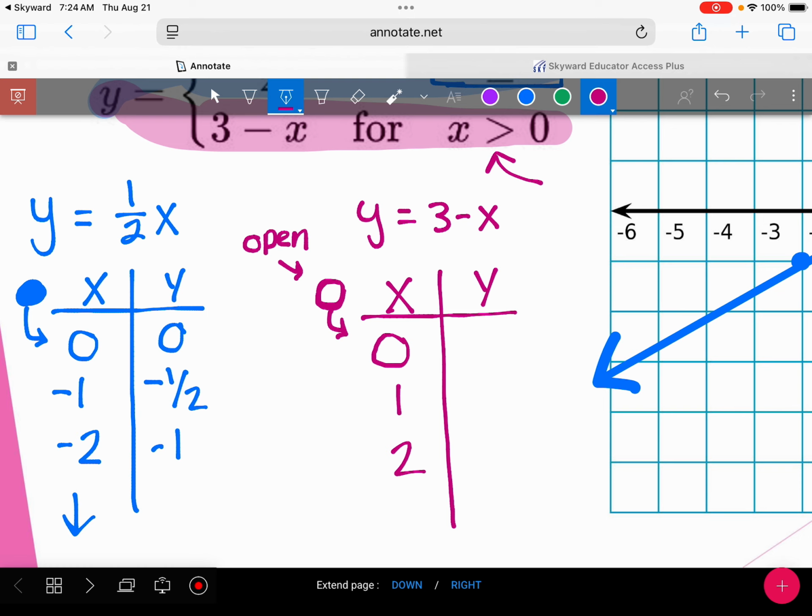Again, put those through your expression, 3 minus x, and find your y values. I'll give you 10 seconds to do that. Find your y values, because I know half of us just sit here and stare at this and watch me do it. Half is being generous. Find your y values and plot them up.